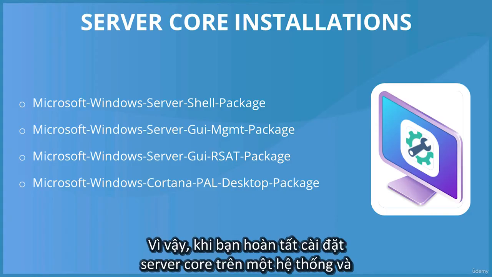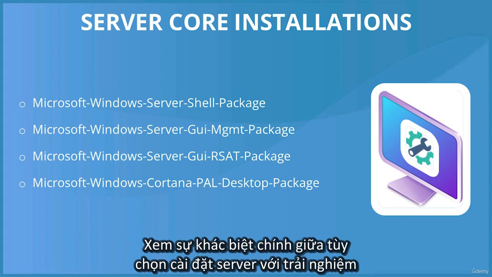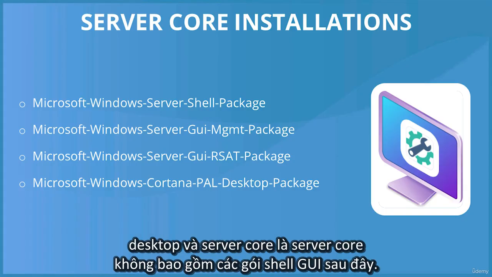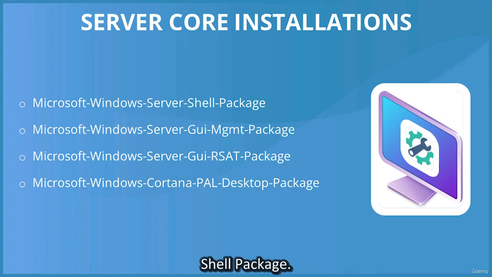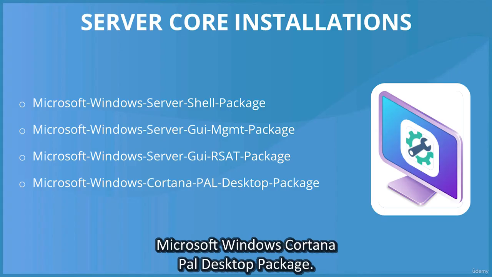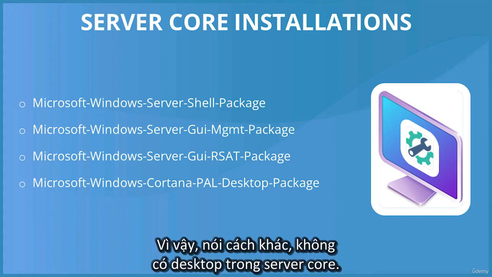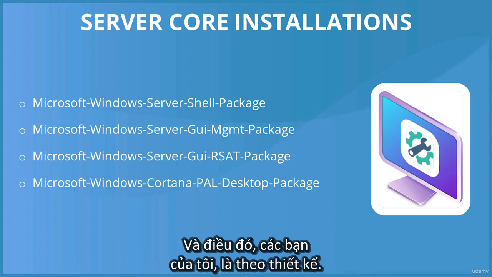So when you finish installing Server Core on a system and then sign in for the first time, you might just be in for a bit of a surprise. See, the main difference between the server with desktop experience installation option and the Server Core is that Server Core does not include the following GUI shell packages: Microsoft Windows Server Shell Package, Microsoft Windows Server GUI MGMT Package, Microsoft Windows Server GUI RSAT Package, and Microsoft Windows Cortana PAL Desktop Package. So in other words, there's no desktop in Server Core, and that, my friends, is by design.